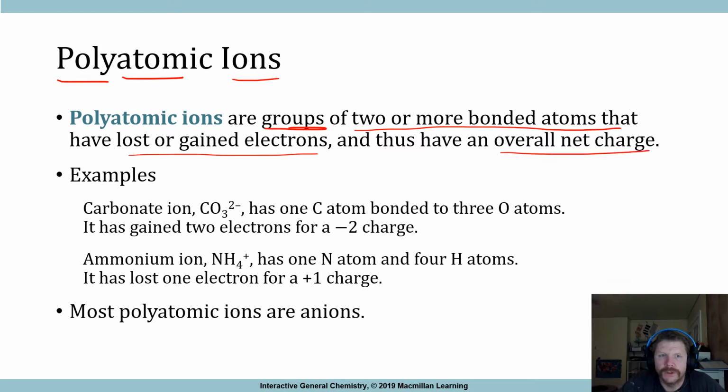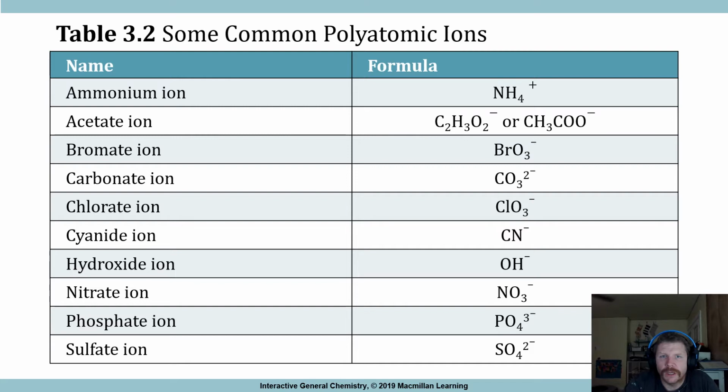net charge. So an example would be a carbonate ion. That's CO3 2-. That's one carbon atom bonded to 3 oxygens and it has gained 2 electrons for a -2 charge. The ammonium ion, NH4, one nitrogen atom, 4 hydrogen atoms, and it's lost an electron for a +1 charge. Okay, most of your polyatomic ions are going to be anions. So here are the common polyatomic ions. Ammonium, acetate, bromate, carbonate, chlorate, cyanide, hydroxide, nitrate, phosphate, sulfate.